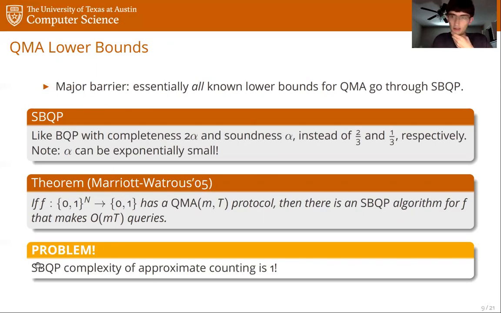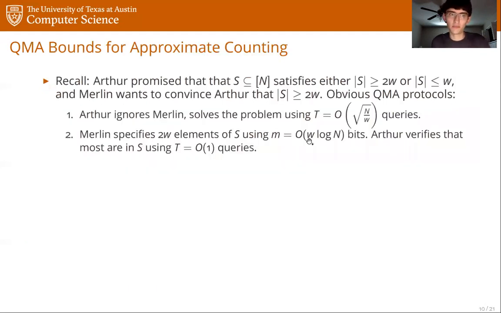So if we hope to prove any non-trivial lower bound for approximate counting, we're going to have to do something a little bit more clever. But this also raises the question, what is the QMA complexity of approximate counting? Again, recall there's this set S that Arthur gets to make queries to, and Merlin is trying to convince Arthur that the set is large. And Arthur's promised that either the set is large or it's small.